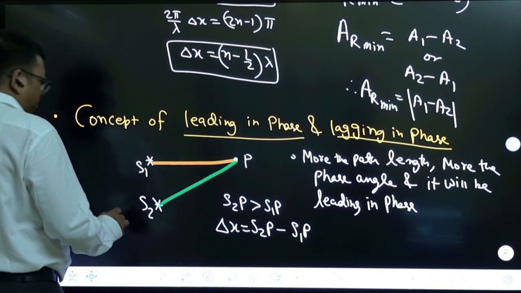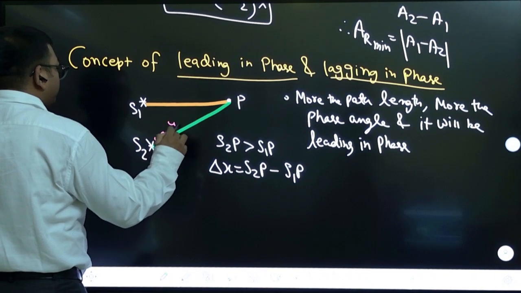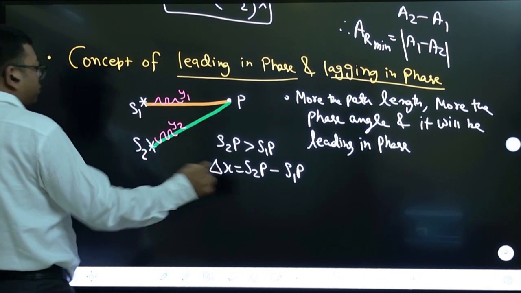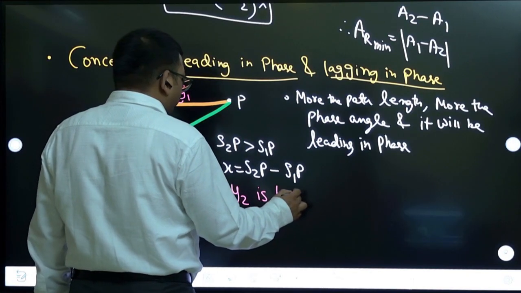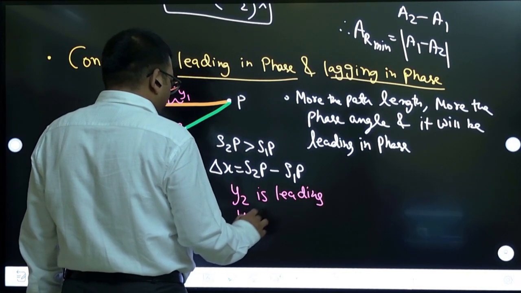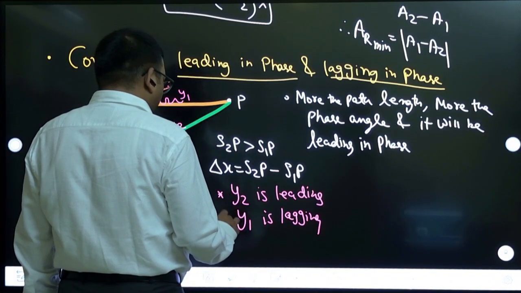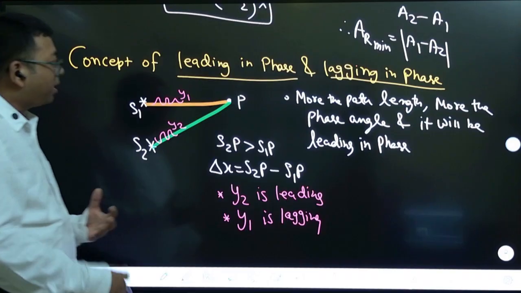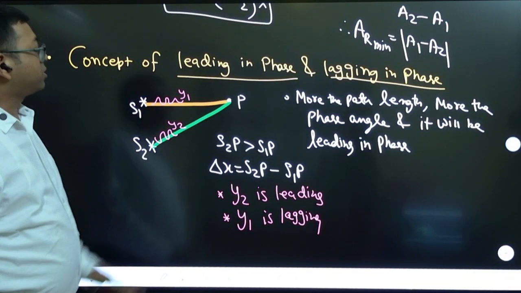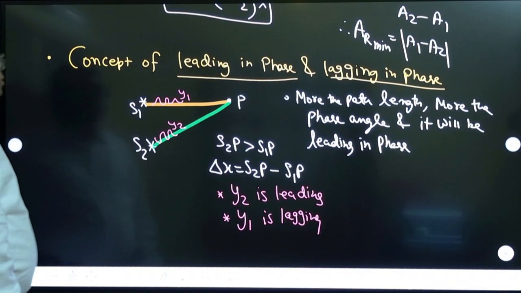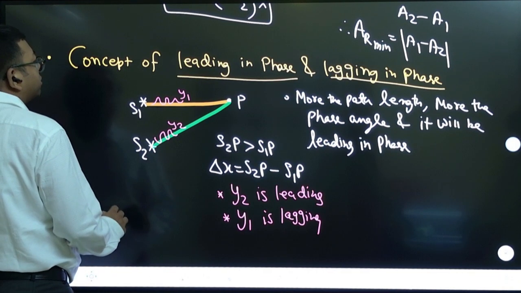So this is the path length. Let us say the wave coming from here is y2 and the wave coming here is y1. If this distance is larger, y2 is leading and y1 is lagging. That is the meaning of leading and lagging when we talk about the path. If paths are given, we will be able to figure out which is leading and which is lagging. That's the important thing. Then let us go to the next.